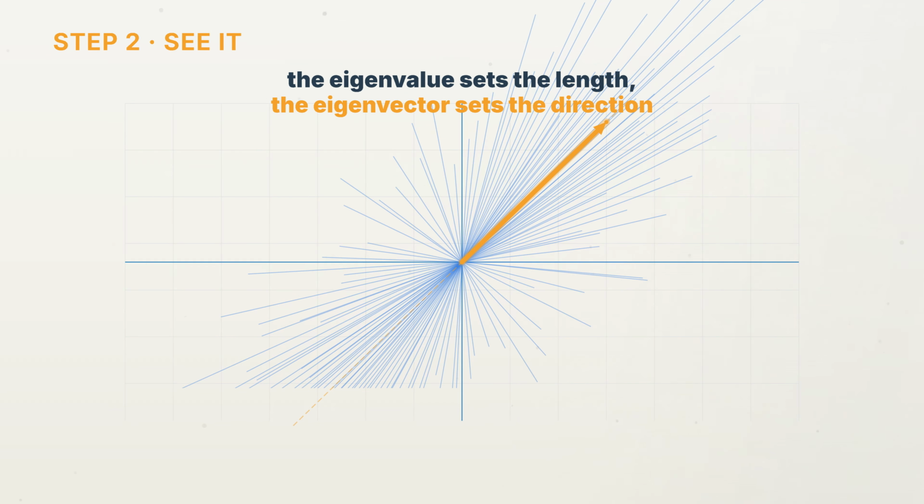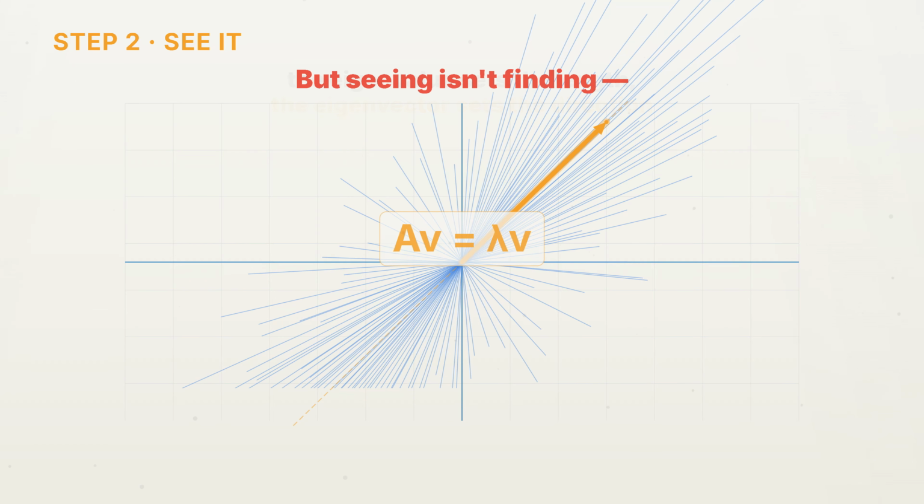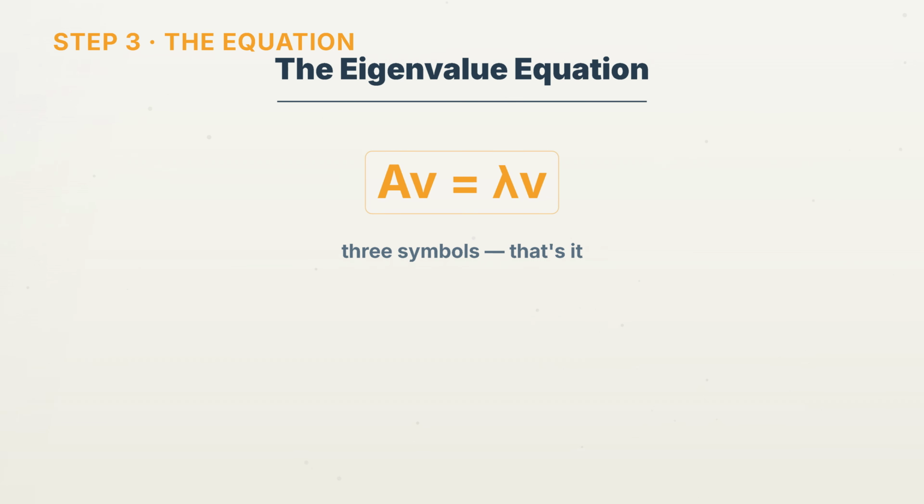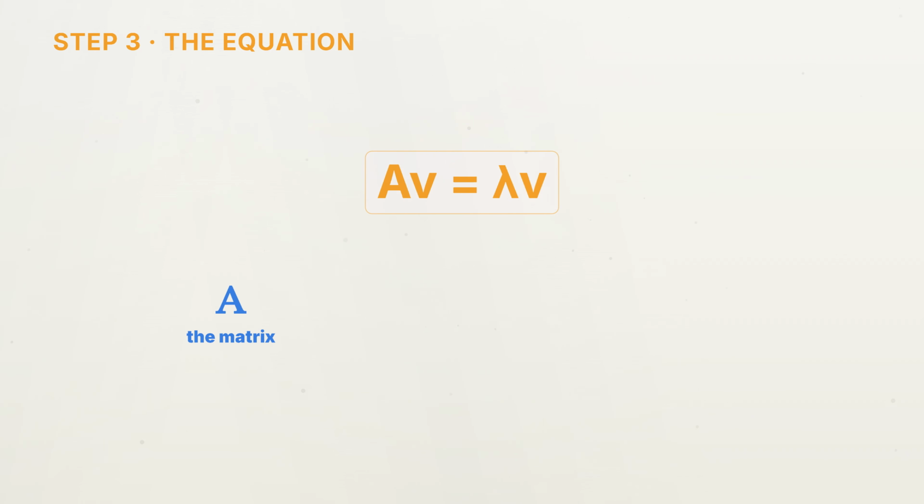But seeing isn't the same as finding. How do we actually compute these without checking every single direction? Here's the equation. AV equals lambda V, that's it, 3 symbols. Master what each one means and you've got the entire idea of eigenvalues. A is the matrix, the transformation. V isn't just any vector, it's the special one. Lambda is just a number, a plain scalar.